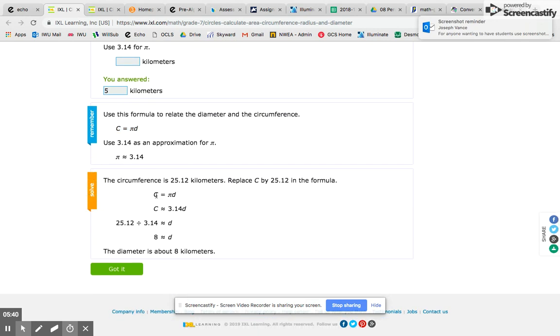So in this case, it actually tells us, hey, we had to put into the circumference 25.12, and then we had to divide it by 3.14 to get the diameter, right? So whenever you get something wrong, just check this part. Hopefully this video helped.